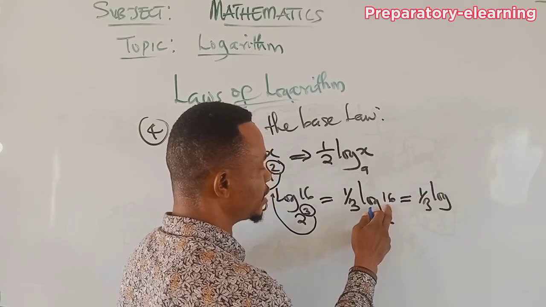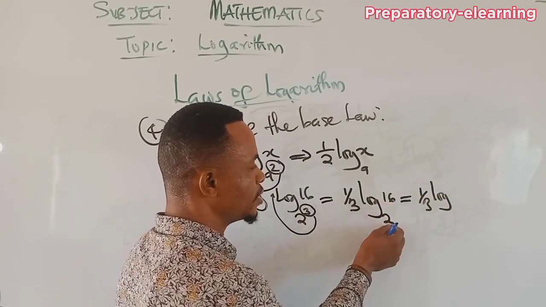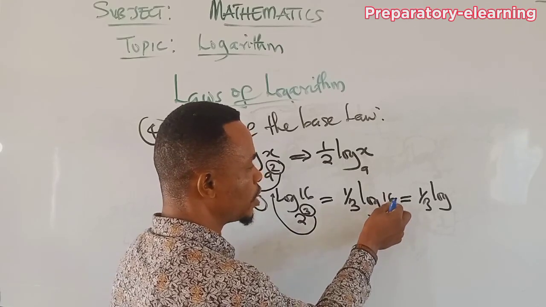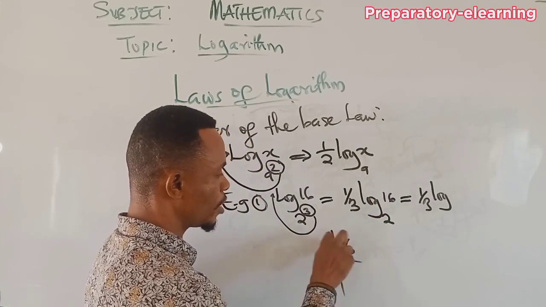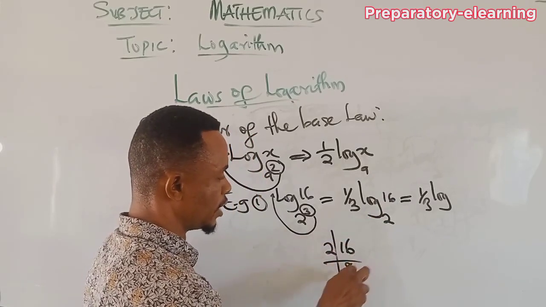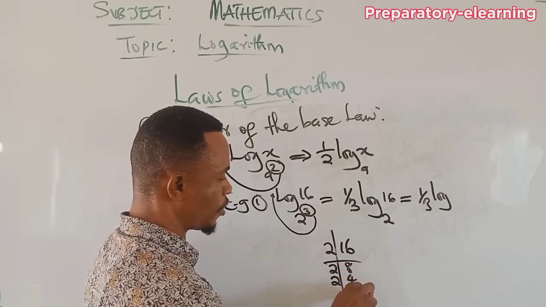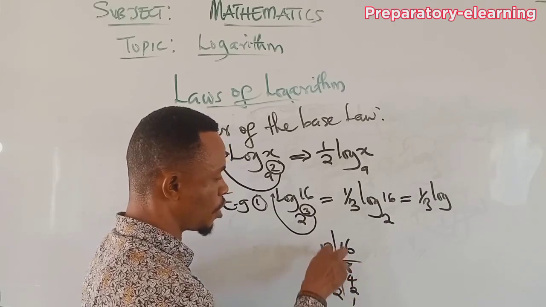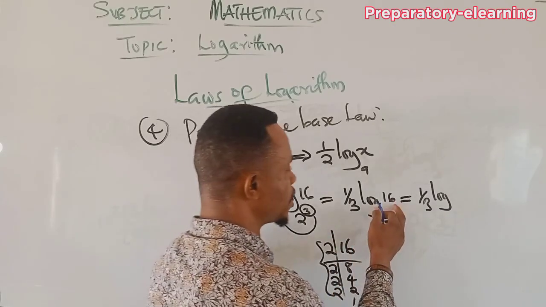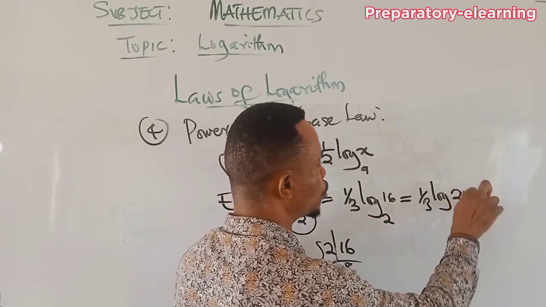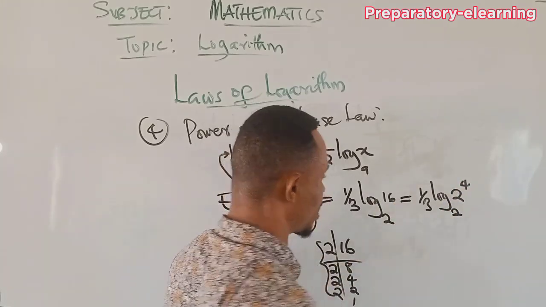We simplify 16. You can see now 16 is bigger than the base. You reduce 16 to look like the base. What is 16? If we break it down, 2 goes into 16, 8. 2 divides 8, you have 4. 2 divides 4, you have 2. And 2 divides 2, you have 1. We have 2 in 4 places. So in place of this 16, we have 2 power 4. And then the base 2 comes down there.